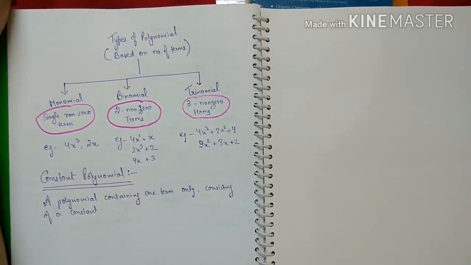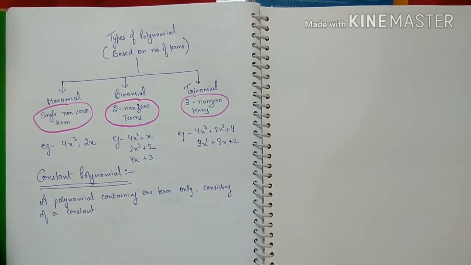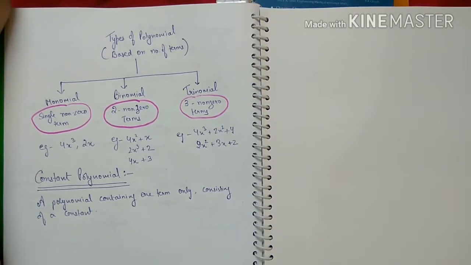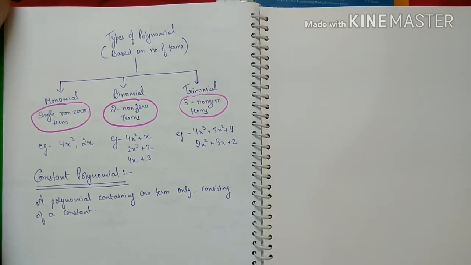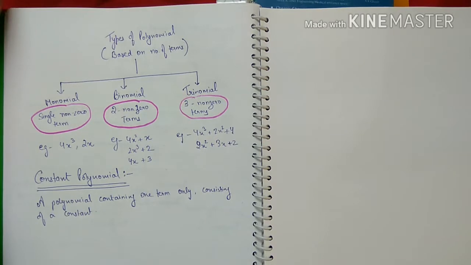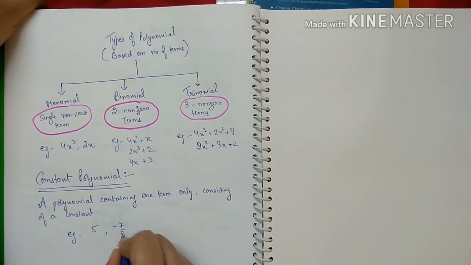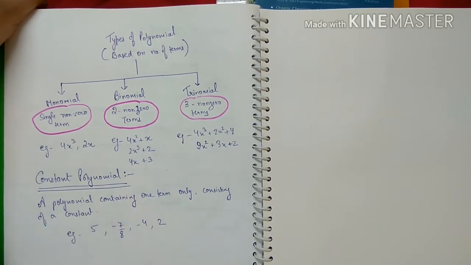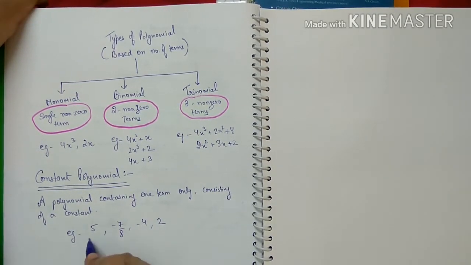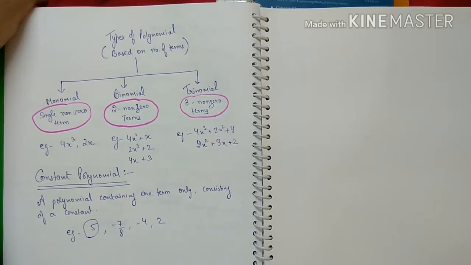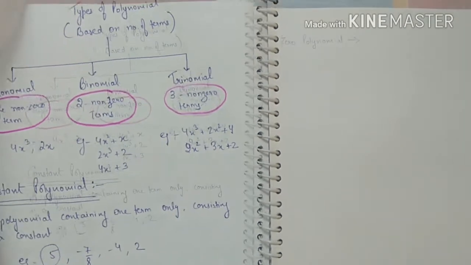Now we will look at another term which is called a constant polynomial. We have already written the definition for it. A polynomial containing only one term, that too a constant, is termed as a constant polynomial. For example, if we take 5, minus 7 by 8, minus 4, 2. All these individually are constant polynomials.